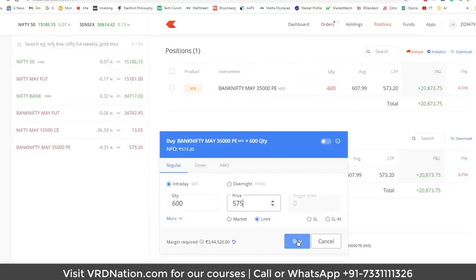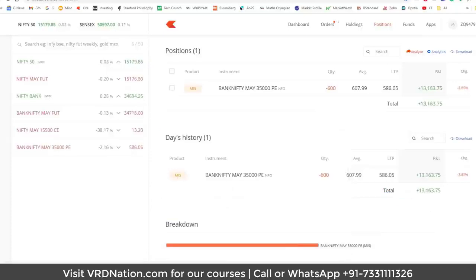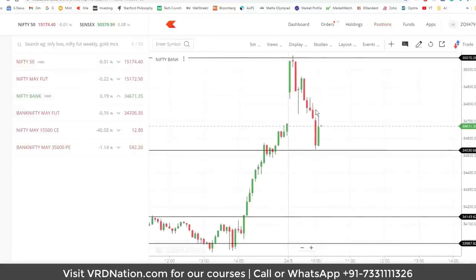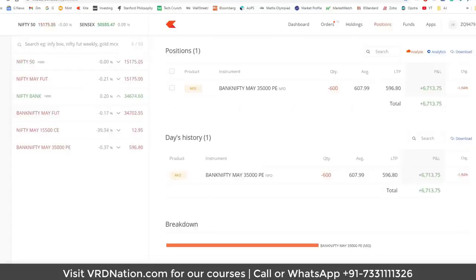So the profit at one point went up to 35,000 or something, but by the time I actually got my order executed, it even went down to negative before it bounced back, and it gave me a profit. Eventually I came out of the trade with a profit of somewhere around 20,000 rupees, right? So this is how it typically goes, guys.